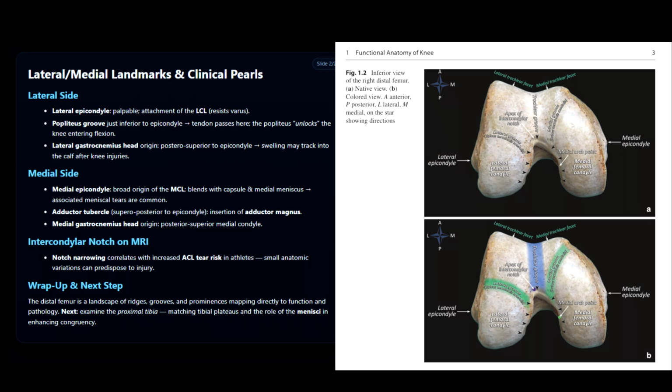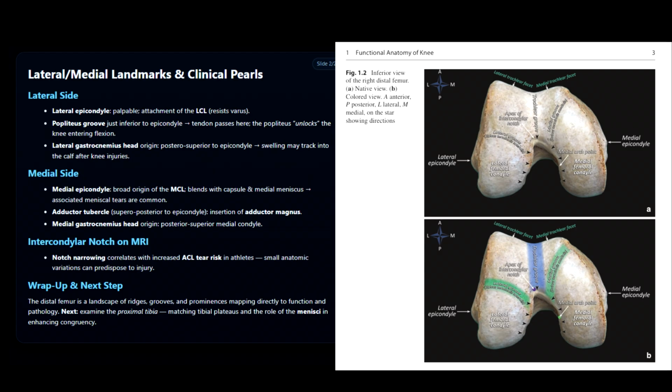On the medial side, the medial epicondyle provides attachment to the medial collateral ligament, or MCL. Superior and posterior to it lies the adductor tubercle, where the powerful adductor magnus inserts. And like the lateral condyle, the medial head of the gastrocnemius arises from the posterior part of the medial condyle, further emphasizing how the femur serves as a hub for muscle origins.